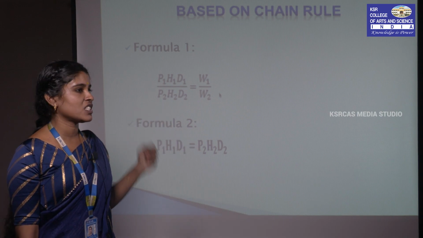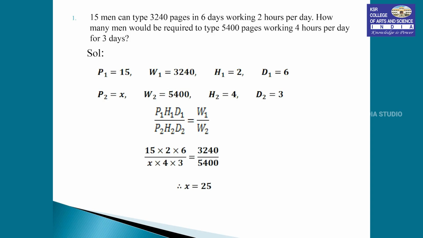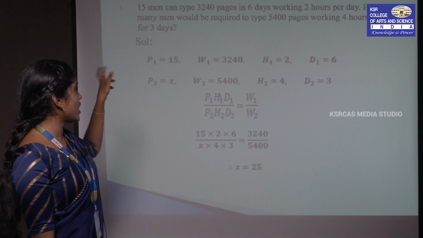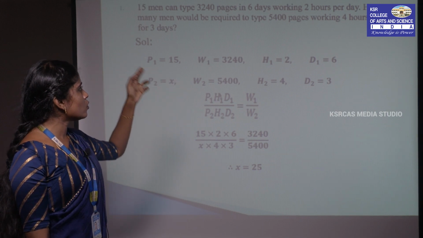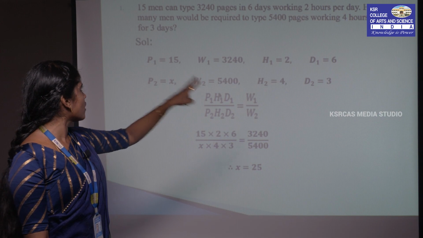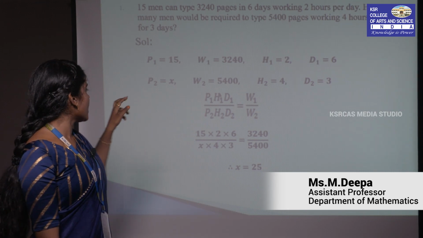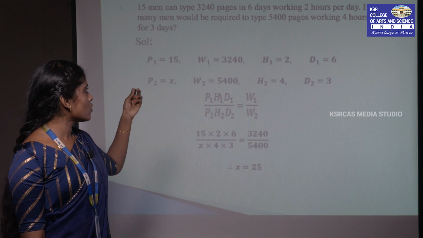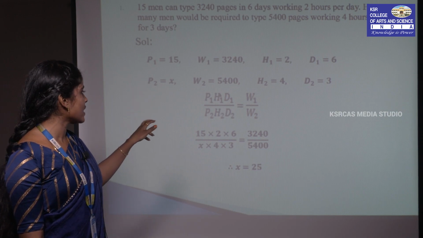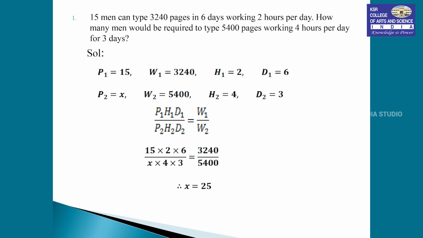Now let us see the first example. 15 men can type 3240 pages in 6 days of 2 hours. We assume this is the first case. Next, how many men are required to type 5400 pages in 4 hours a day for 3 days? Here we need to find how many persons are needed to complete the work, so we assume P2 is X because this is an unknown value. This question is based on work, so we replace all the values in the formula. After simplification, we get the answer 25. So 25 men are needed to complete the work in case 2.